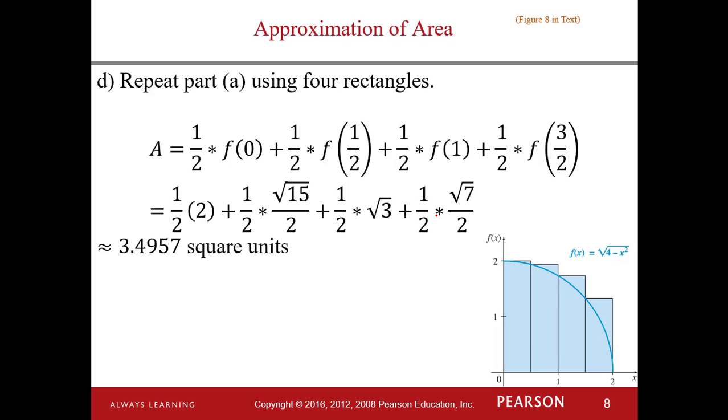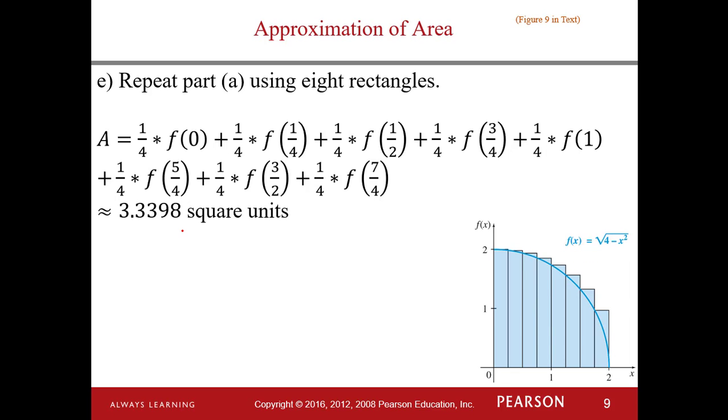Then again, we could repeat it again now, this time increasing the number of rectangles, in this case 4. So our area now will constitute using a width of 1/2 as opposed to 1. So 1/2 times f of 0 plus 1/2 times f of 1/2 plus 1/2 times f of 1 plus 1/2 times f of 3/2. We multiply and add all that together to get 3.4957 units, which in this case now is going to be a better approximation.